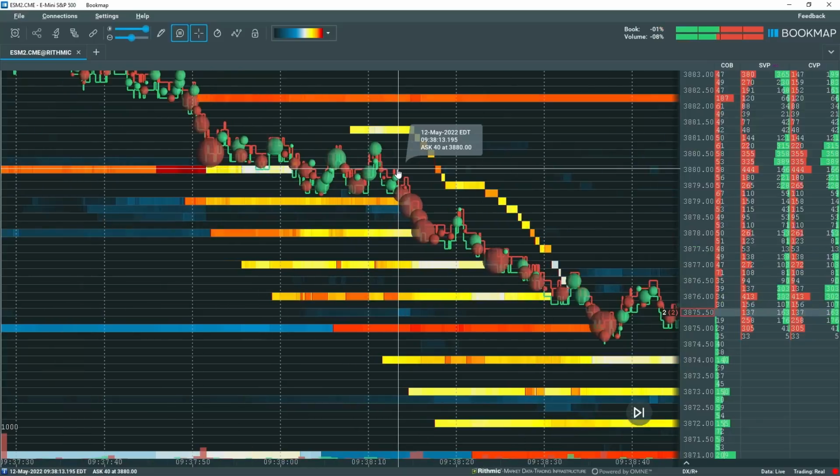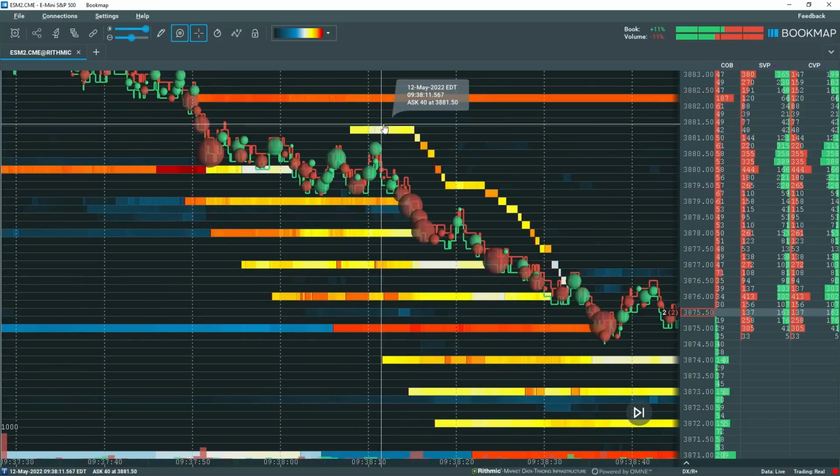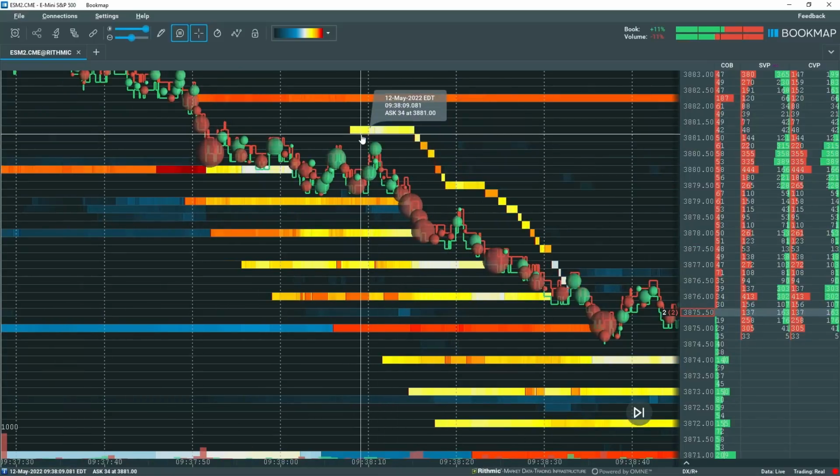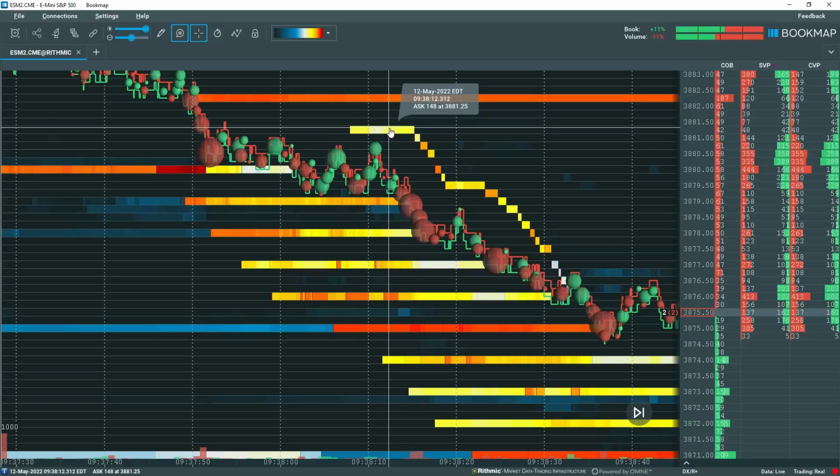So that was a little fishy to me as well, along with this little bracket order where the market basically, there was a passive seller.